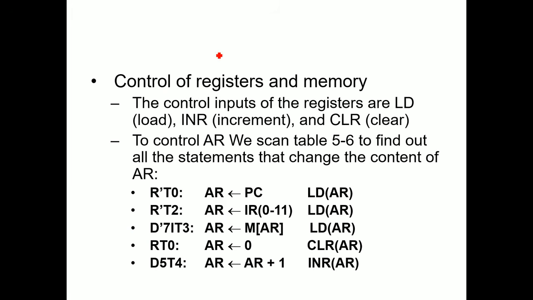First, let's see how we can control the address register. We have a total of 9 registers, but out of them we take one register, the address register, and I will demonstrate how we can control it. We know that each register contains 3 control inputs. The first is the load control input, the second is the increment control input, and the third is the clear control input. Here, what is our target? Our target is to control the address register. So we need to consider the instructions whose left hand side contains the address register. Why? Because left hand side means destination, and right hand side means source.